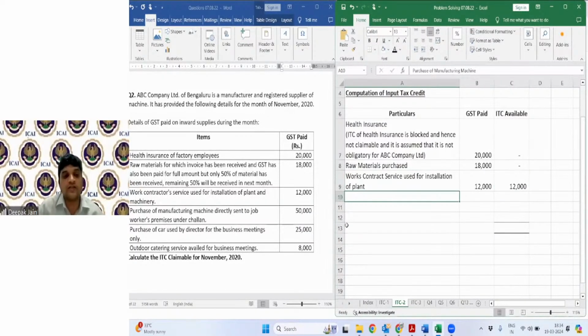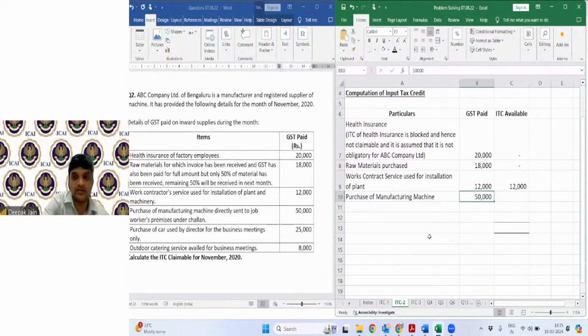Then, purchase of manufacturing machinery directly sent to job workers' premises. One of the conditions is receipt of goods. Now, if I have not received the goods and it has been directly sent to the job worker, can I still claim the credit? GST paid is 50,000 rupees.